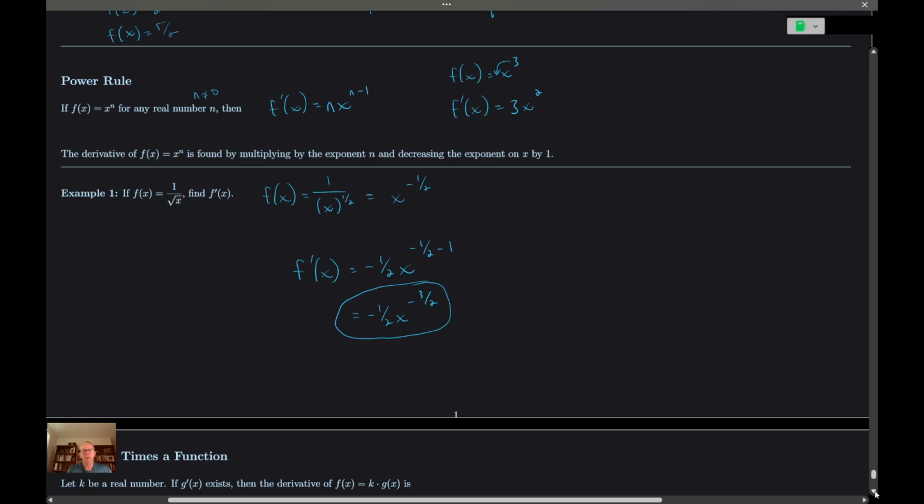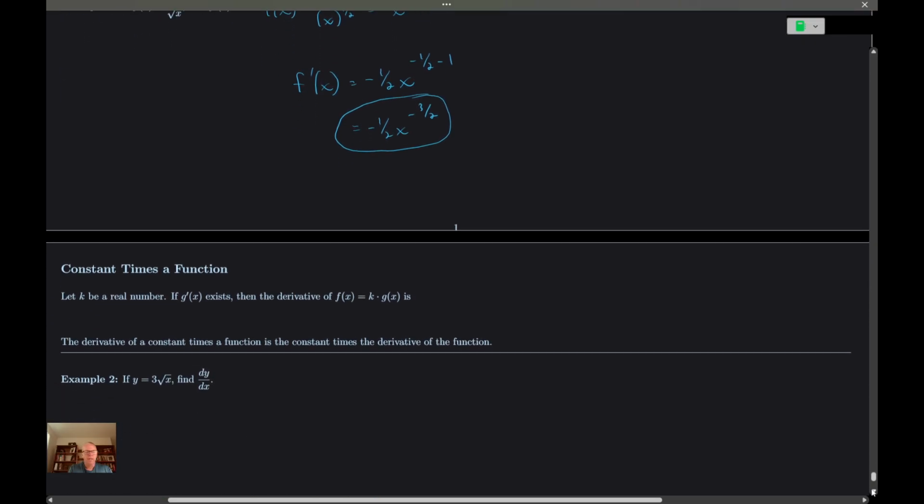But that's all you do. So any x to any exponent, if that's all you have, then just bring the exponent in front, subtract 1, and there you go. And that's all you need to do for that derivative.